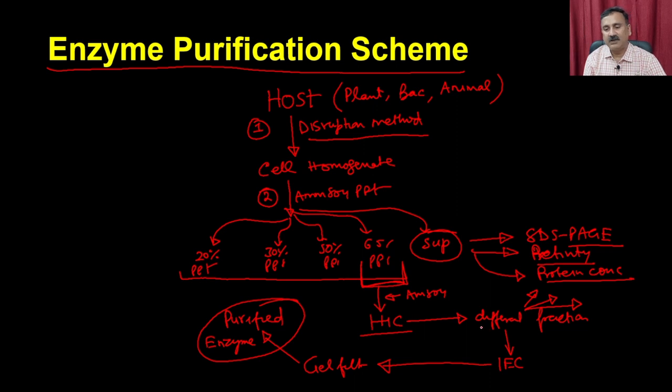Once you get the different fractions, you can select the fractions, and that selected fraction you can put onto the ion exchange chromatography. And then from the ion exchange chromatography, you can take the selected fractions where the activity is very high, you have the minimum number of bands, and your protein concentration is also very high. And then you can put it onto the gel filtration chromatography, and by doing so, you can get the purified protein.